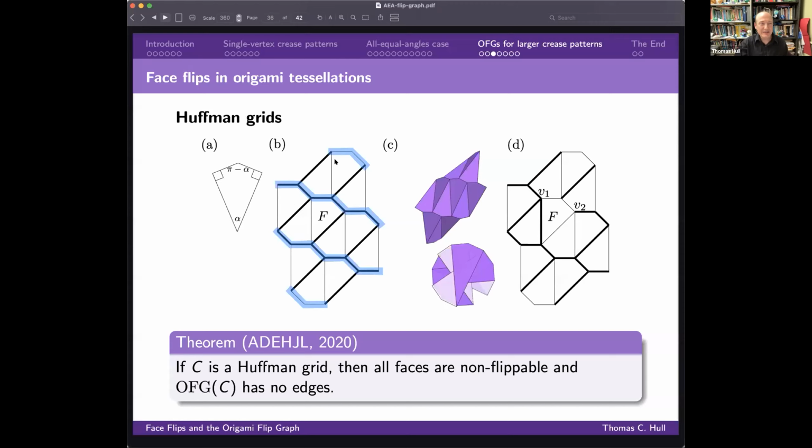For example, this is a typical mountain valley assignment for the Huffman grid, and if I take this face F and flip it, then I immediately get contradictions with the big little big theorem on the adjacent faces at these vertices V1 and V2. Every valid mountain valley assignment will have that problem. Every face will have that problem. None of the faces are going to be flippable. And so that's kind of weird, but true.